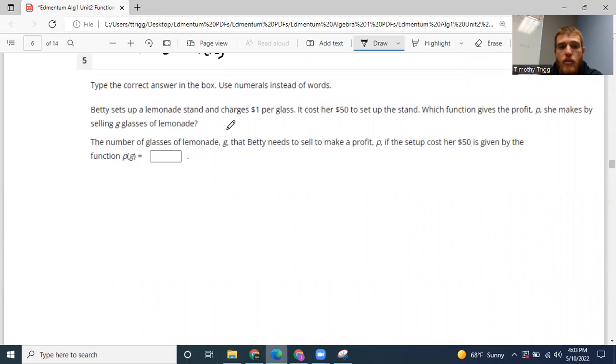Betty sets up a lemonade stand and charges $1 per glass. It costs her $50 to set up the stand. Which function gives the profit she makes by selling glasses of lemonade? So P of G is going to be our profit function. Okay. Now, in order to calculate profit, remember, it's always your revenue, or money coming in, minus the costs. So what's the revenue? Well, she's charging $1 times however many glasses. So that's the revenue, minus the cost. So in our case, the cost is 50.